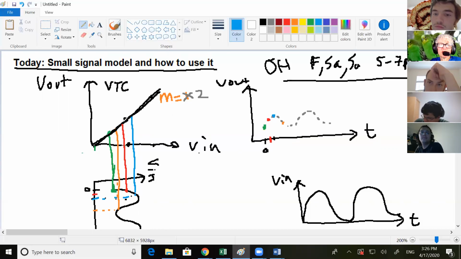Okay, if this is a line, let's say it has a slope of 1, what does the output look like compared to the input?